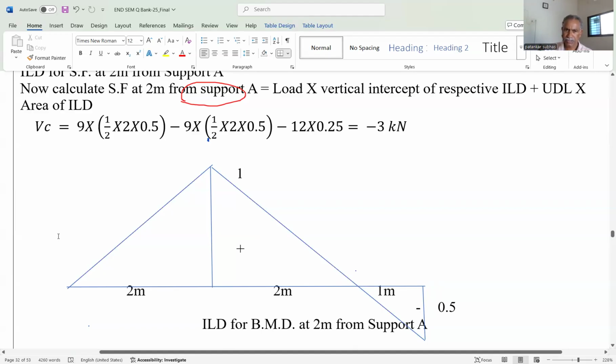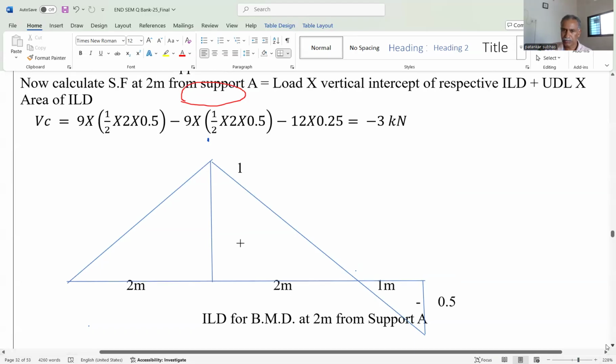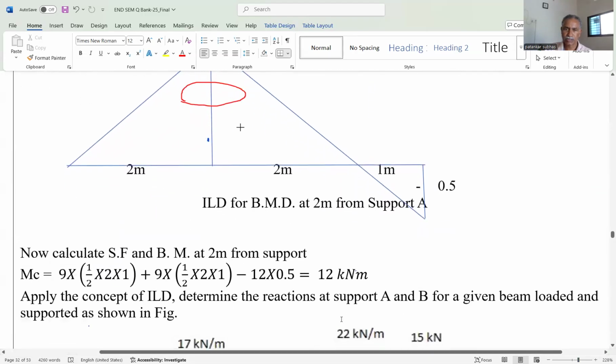Repeat the same procedure. Total area of this triangle multiplied by 9 kilonewton per meter gives the bending moment for the span, and for the point load, which is 12 kilonewton into 0.5 with minus sign. So we get the net bending moment at a distance of 2 meter, that is 12 kilonewton meter. Okay, this is the application of the ILD.